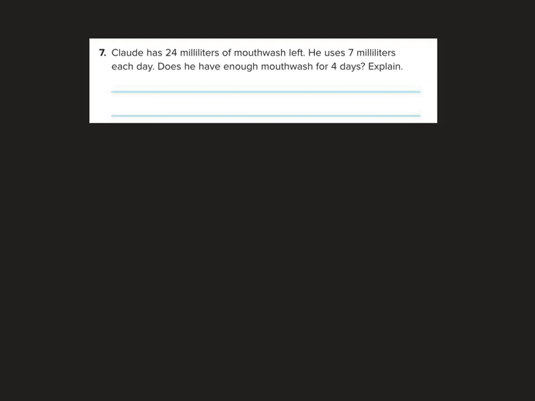Claude has 24 milliliters of mouthwash left. He uses 7 milliliters each day. Does he have enough mouthwash for 4 days? So I'm noticing this is repeated subtraction, right? I need to take away 7 for each day. So I also know that repeated subtraction is just division. Okay, that's one way, but I'd be doing 24 divided by 7, and I'd get 3 days, so he can only do it for 3 days.